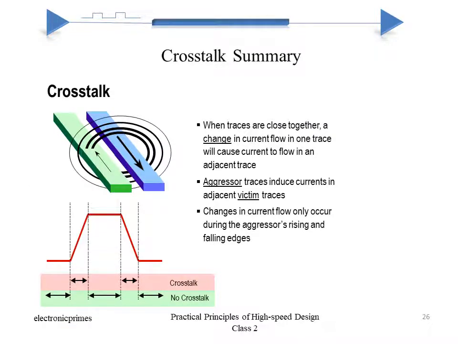So we will summarize crosstalk now. Crosstalk summary. As you see in the diagram, when traces are close together, a change in current flow in one trace will cause current to flow in an adjacent trace. Basically, aggressor traces induce currents in adjacent victim traces. Any change in current flow only occurs during the aggressor's rising and falling edges.